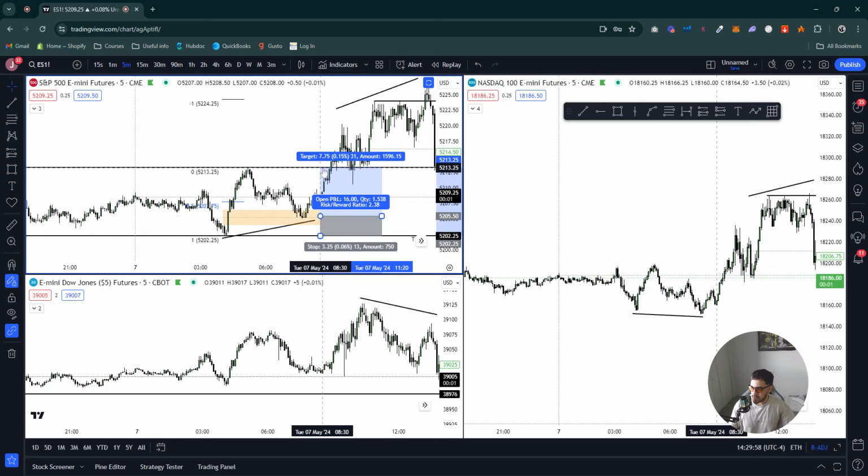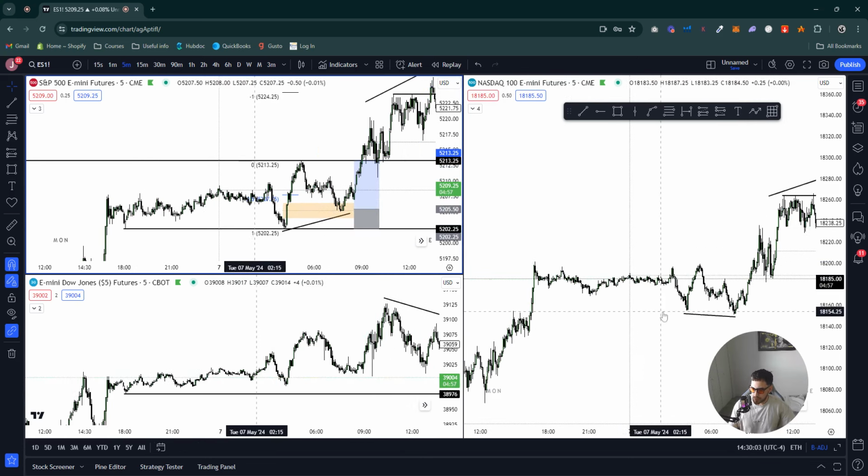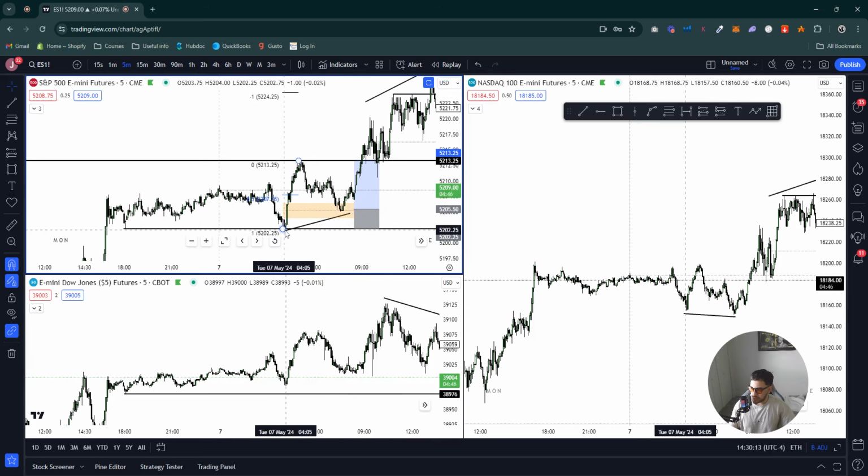Another thing with SMTs, guys, is when, for example, NQ sweeps this low, this low should be a protected low, okay? The asset that makes the higher low, like in this example here, this low should not be invalidated. This low right here should not be swept. If it is swept, then your SMT is invalidated, and it's wrong.